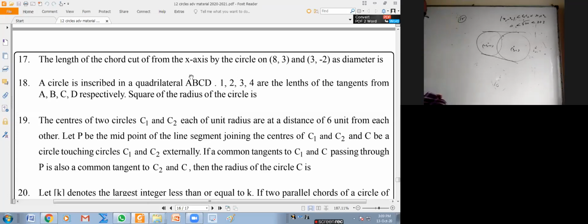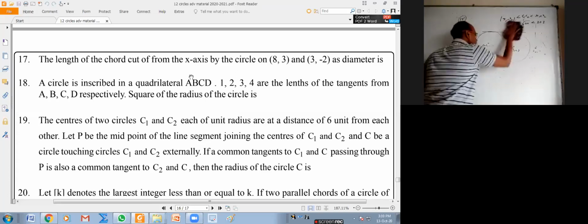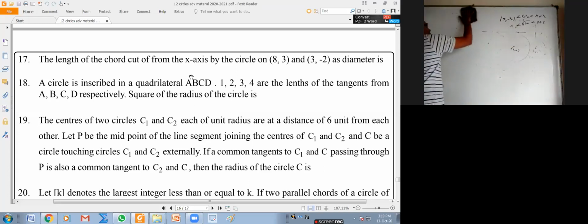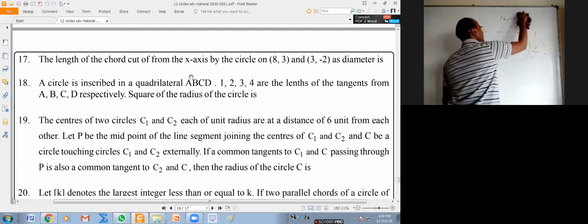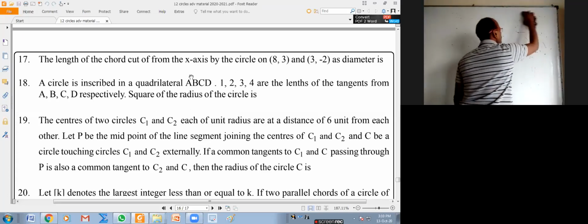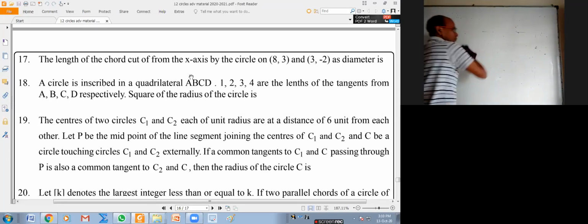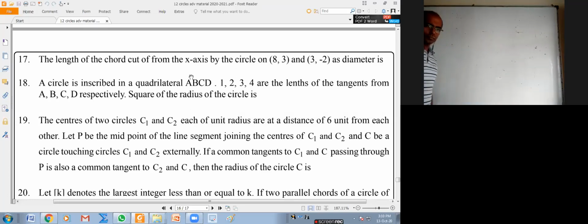All right, 15. I'm going to erase. Yes, sir. Okay, 17 is again simple. Just find the circle with those two given points as ends of diameter. You'll get a circle, and then you want the intercept on the x-axis.